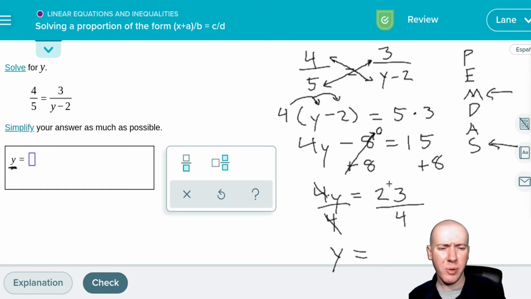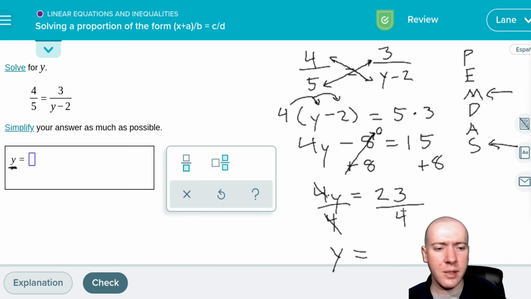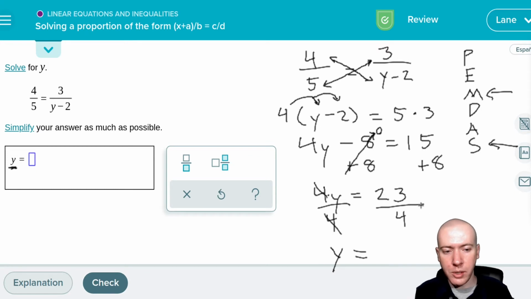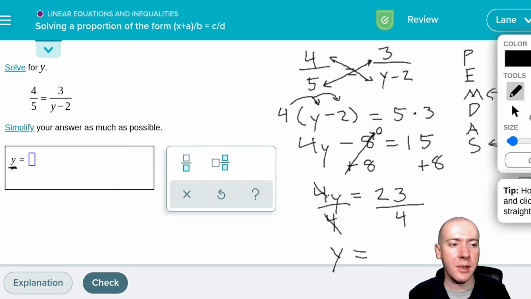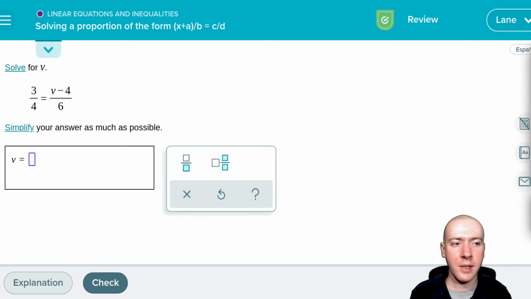On the right-hand side, we have 23 divided by 4. We can't use a calculator. And 23 actually isn't divisible by 4, but thankfully we have this fraction thing here. I should make sure that we can't simplify this. And we can't. 23 is not a multiple of 4. And also 23 is not a multiple of 2. So we can't simplify that fraction. 23 over 4 is our answer. So let's go ahead and put that answer in. Excellent. Okay, let's do a couple more examples.